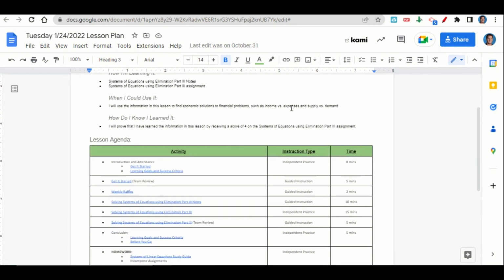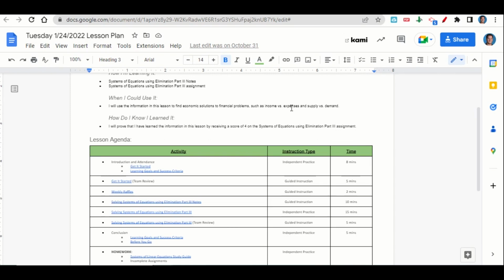Now let's take a look at our agenda for today. We will begin by going over the learning goals and success criteria. While we do that, you'll fill out your Get It Started. Once you've completed your Get It Started, we'll go over it together and answer any questions that you may have. Next, we'll do our weekly raffle. After that, we'll go over the solving systems of equations using Elimination Part III notes, and then I'll give you time to complete the solving systems of equations using Elimination Part III assignment.